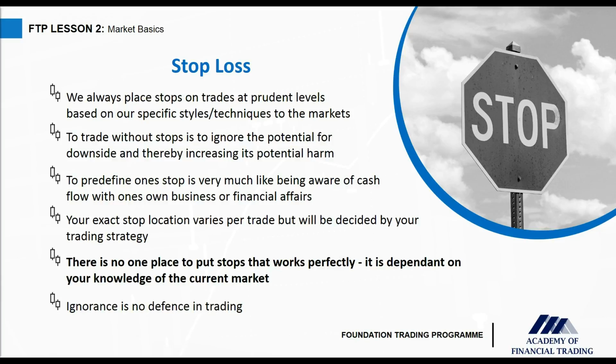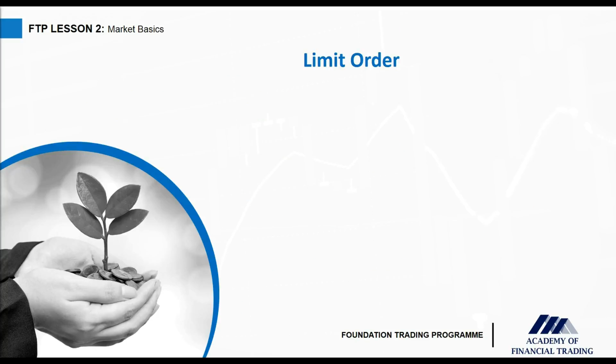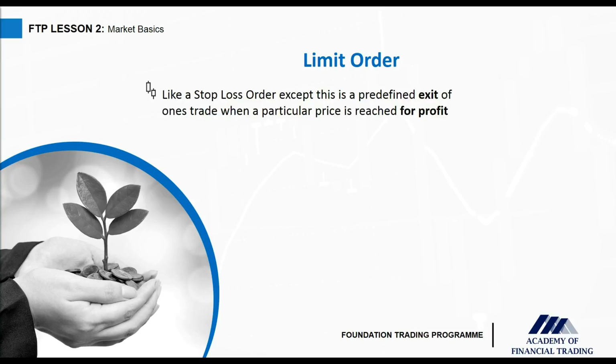Now, there is obviously an opposite to that. There is a limit order. So it's just working from the other direction. Just like a stop loss, with a limit order you're predefining where you're bailing out, but you're doing it from a more positive point of view. It's not for a loss this time, it's for a profit. So when you put on your trade, you're putting a predefined exit if it moves to a certain point, right? So like a stop loss order is a predefined exit of one's trade when a particular price is reached, a limit order is for profit.